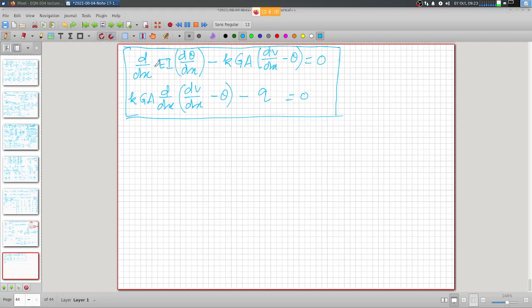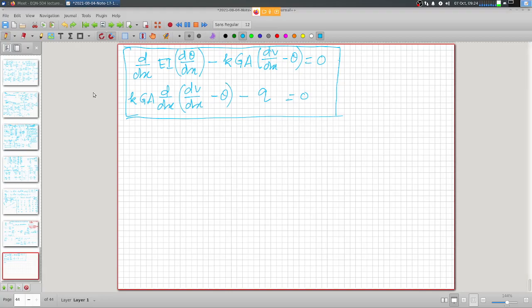This is a set of coupled differential equations in terms of two variables, transverse displacement v and section rotations theta. And in the case of thin slender beams, when section rotations are identical with the slope of the deflected shape, then this set of coupled differential equations reduces to a single fourth order differential equation that you know so well.